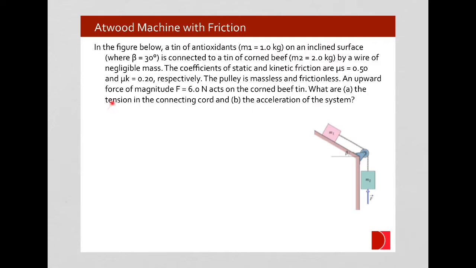So in this case, if we want to know the tension, that is a force. The acceleration is related to the force by Newton's second law. And so if we look at the forces acting on these objects, we'll be able to find the force of the tension, and we'll be able to find the acceleration of the system from those forces. So we will begin by looking at the first block.